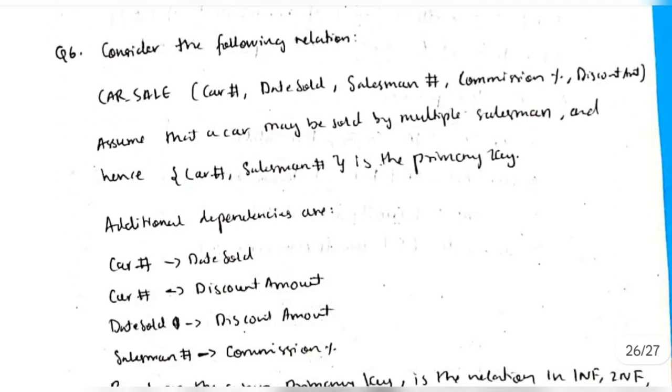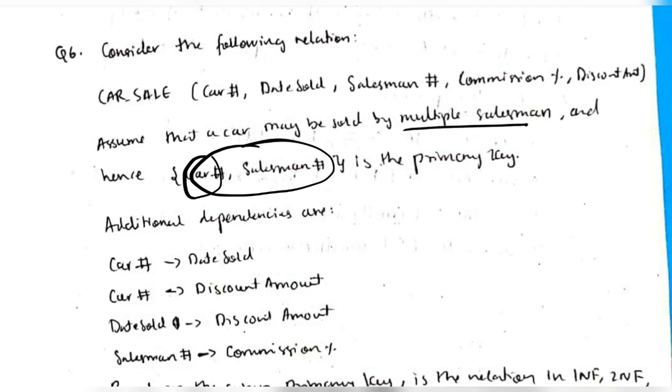The next one is the car sale database. Here we have one table, car sale, and the primary keys are car and salesman. The rest of the attributes are date sold, commission and discount. Assume that a car can be sold by multiple salesmen, so both of these together form the primary key. Car alone cannot be a primary key, because the same car will be sold by different salesmen, so it cannot identify unique values. The combination will be unique.